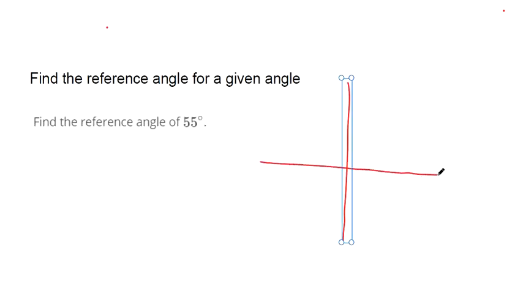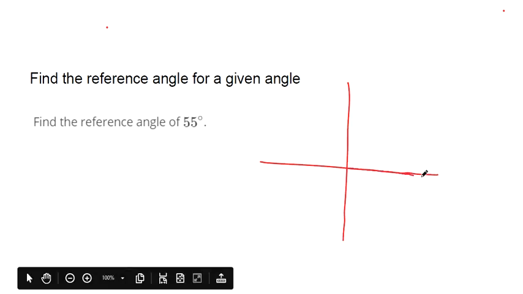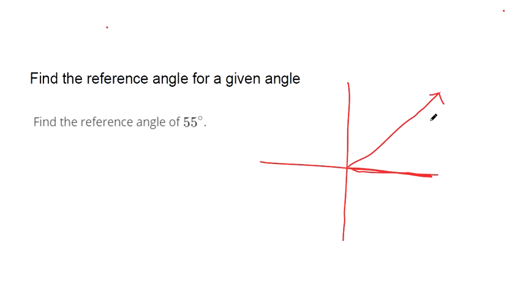If you're asked to find the reference angle for 55 degrees, start on your initial side, rotate yourself 55 degrees, and the reference angle is the angle that's made with the x-axis. So this one's just 55 degrees.